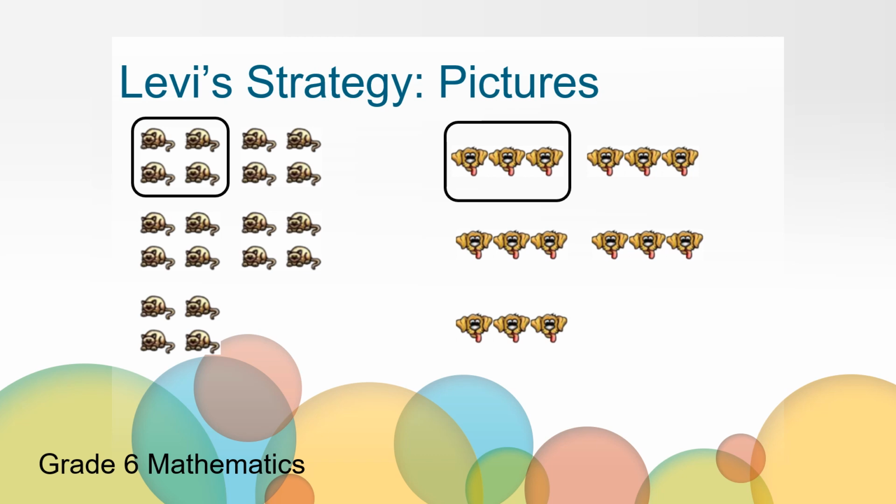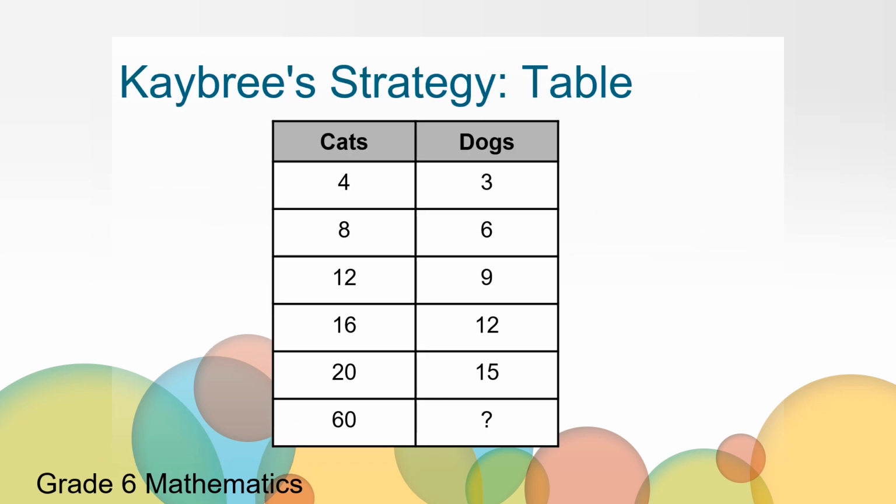So he talked to his friend Kaybree. Let's take a look at her strategy. Kaybree was excited to share her strategy with Levi and to see what he came up with. Kaybree used a table, which is another way that mathematicians might solve this problem. What do you notice about the relationship of cats to dogs in Kaybree's table?